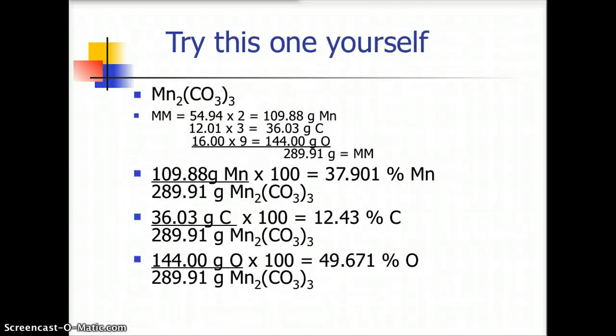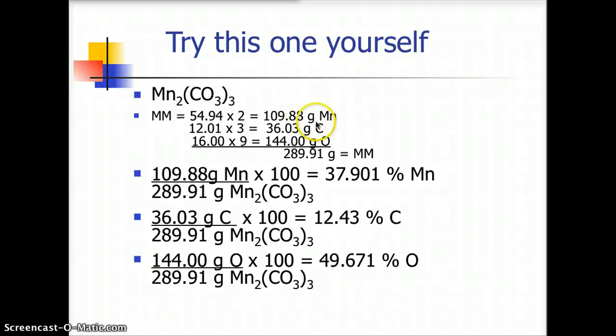Okay, so let's take a look at what we did. Manganese has a molar mass of 54.94. There's 2. So our total mass for the manganese in this compound is 109.88. Again, carbon, 12.01 times 3 gives us 36.03 for the total mass of all the carbons in this compound. There are 9 oxygens, so 16 times 9, 144 grams is the total mass of all the oxygens.